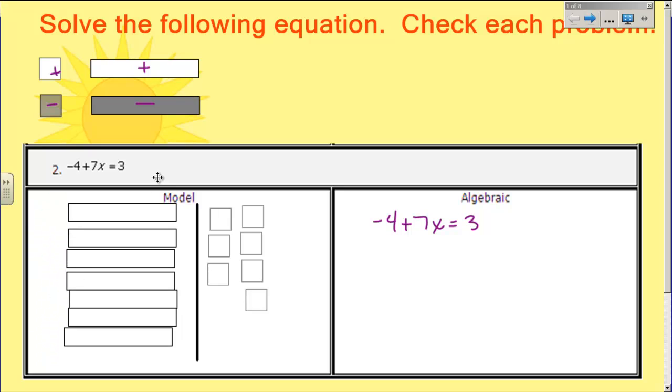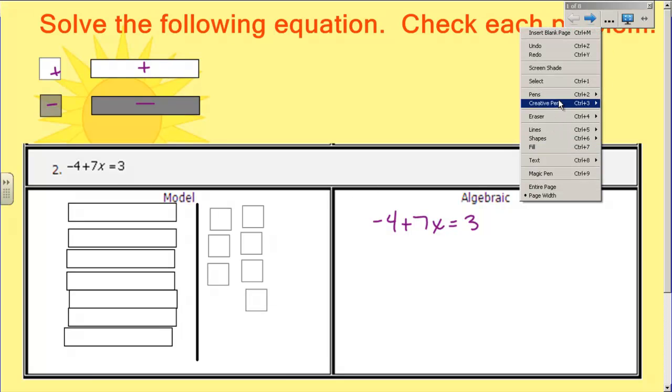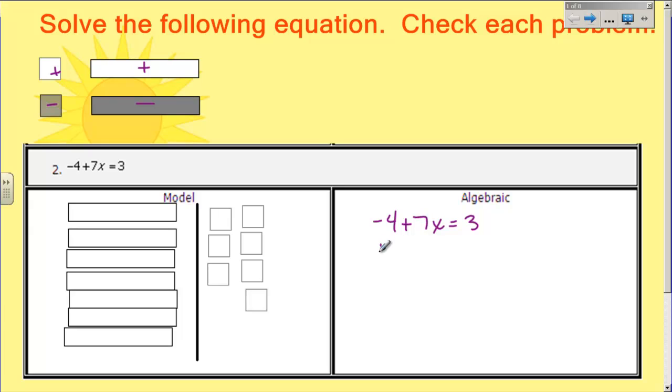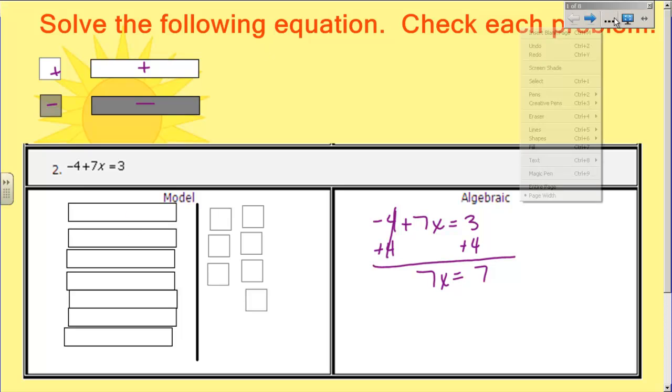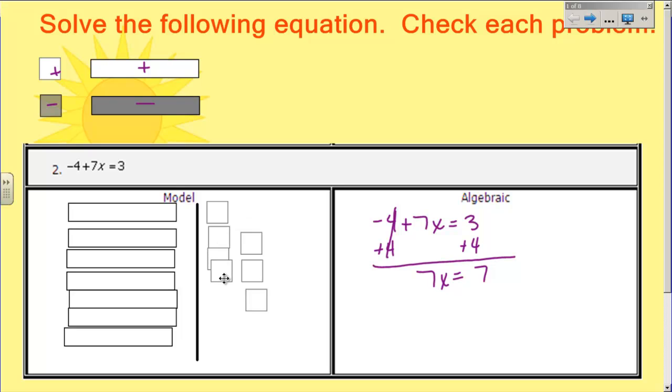Algebraically, what I just did was add 4 to each side. So in the algebraic, I show that by going plus 4, and I made a zero pair right here, and they cancel each other out. So I have 7x equals 7. Now, to show division with algebra tiles, you don't really. I'm just going to break this up into equal groups. I have 7 x's, and so I need equal groups. I have 7 x's and 7 ones, which means that each x equals 1.